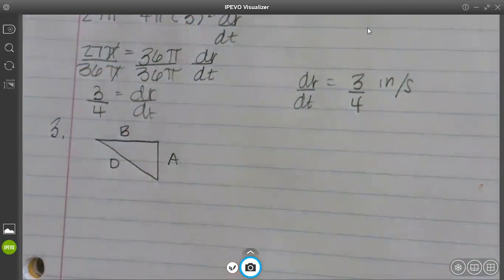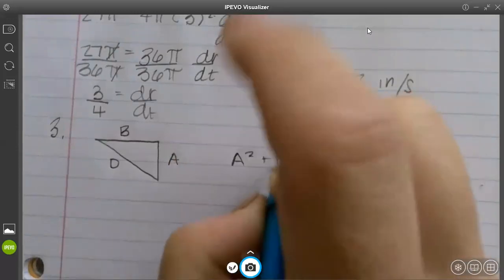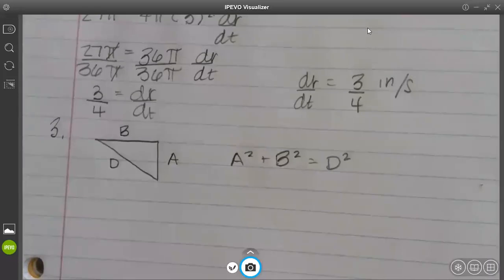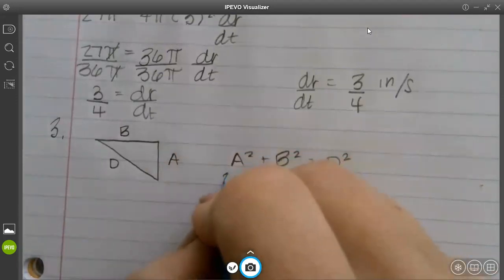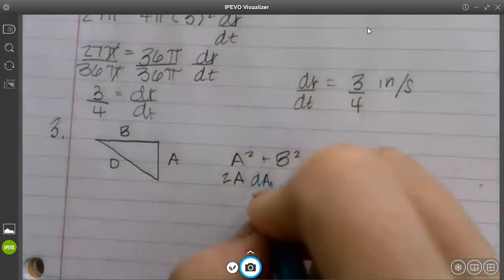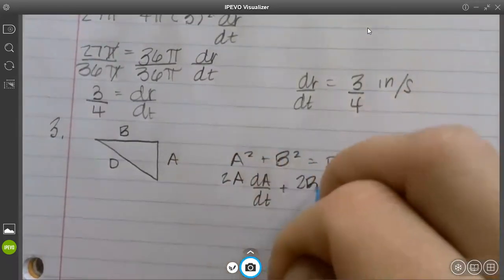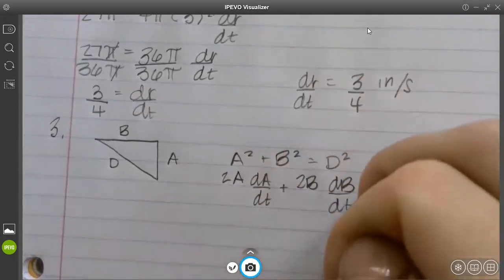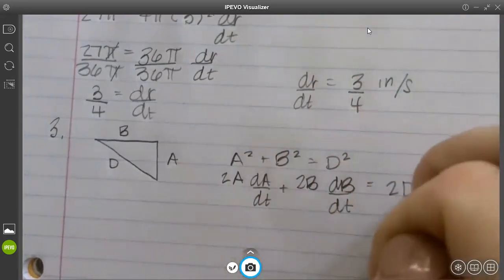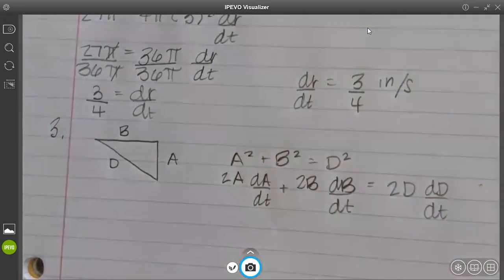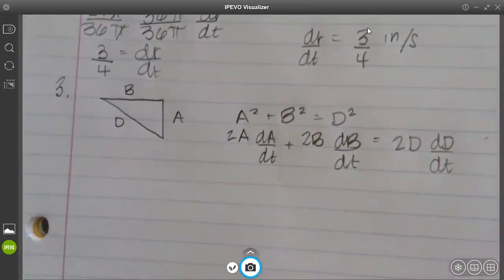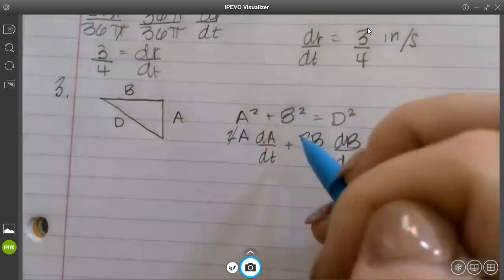I'm doing A, B, and D. The reason I'm doing D is because D is the distance that we want. So knowing that, what formula do we use? I would do A squared plus B squared equals that distance squared. You can go ahead and derive this formula. So what would I get? 2a dA over dt, that's the rate at which car A is going, plus 2b dB over dt, equals 2D dD over dt. What do you notice about all of them? They have a 2, so we can factor that out because it's not going to matter anyway.